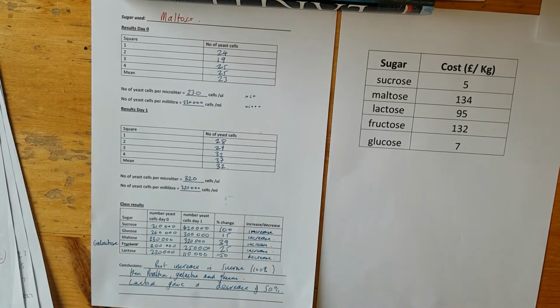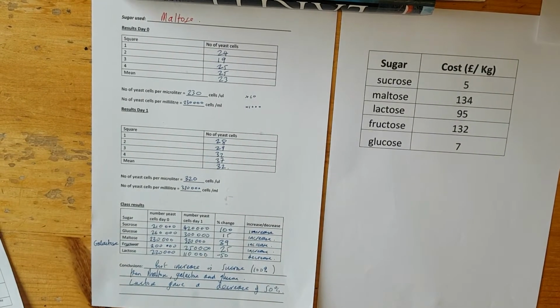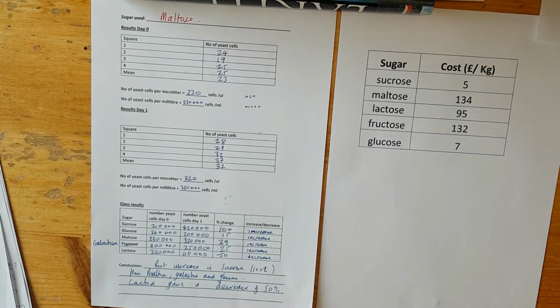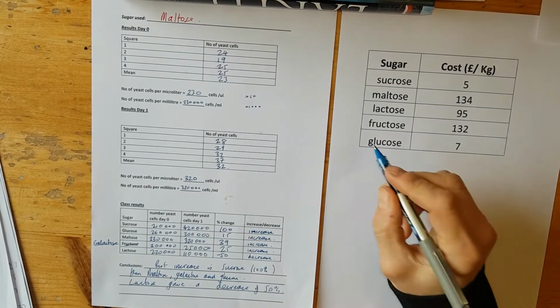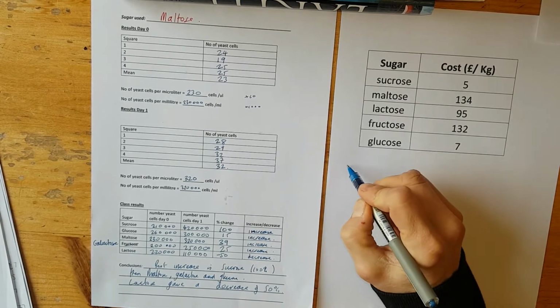So for the distinction, which is D3, we need to start our report talking about which sugar we would use to produce optimum growth conditions. So we're going to just start with a bit of an introduction, so we remind ourselves for our distinction.